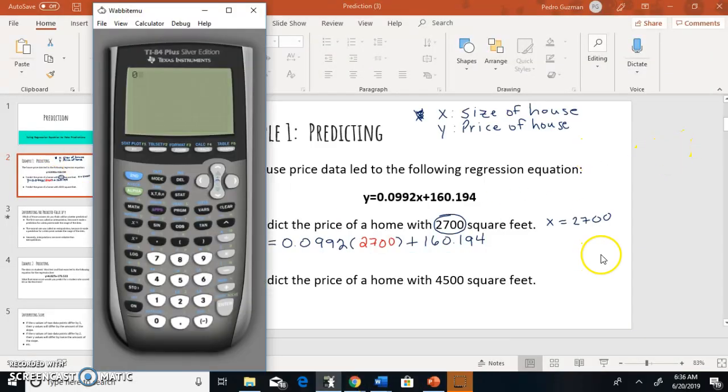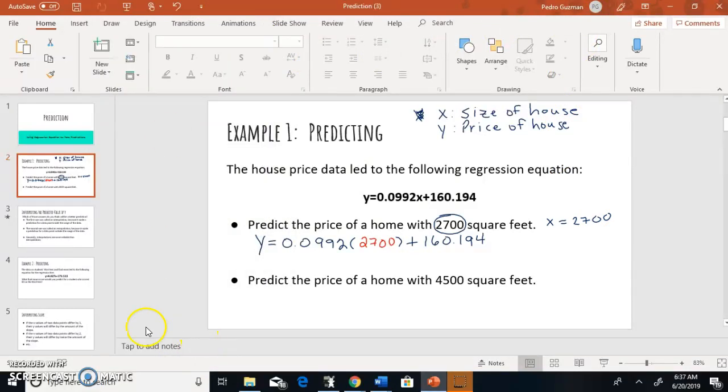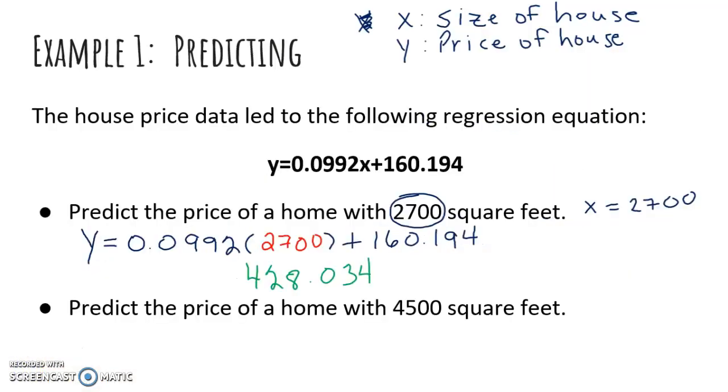Okay, we have 0.0992 times 2,700 plus 160.194, and we get 428.034. So 428.034, if you'll remember, the cost is in thousands of dollars. So this means that the price of the house is $428,034.